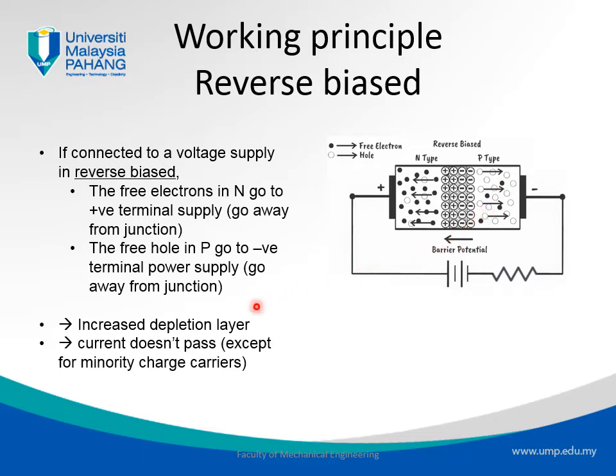So the area where we have barrier potential is what we call the depletion layer. So the depletion layer increases, therefore the current will never be able to pass, except for very few minority charges that we call minority charge, right? So if it is connected in reverse bias, the current will never be able to go across the diode, right?